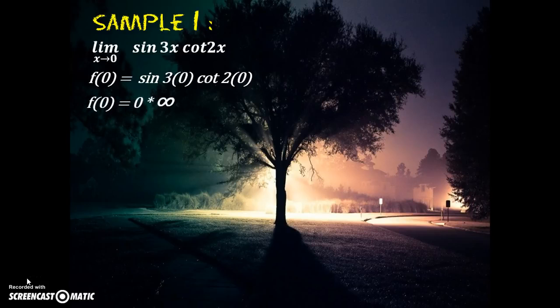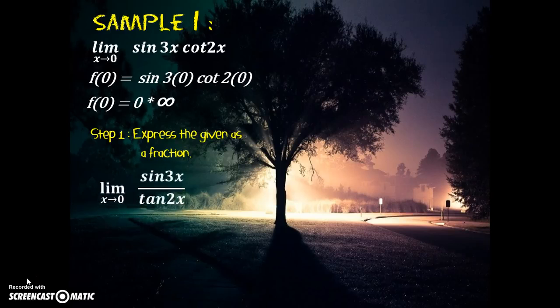First example. The given is the limit of sine 3x cotangent 2x as x approaches 0. First, you will have to substitute x to the given. So f of 0 will be equal to sine 3 0 cotangent 2 0. F of 0 will be equal to 0 times infinity. To solve this kind of indeterminate form, you will need to express the given as a fraction.